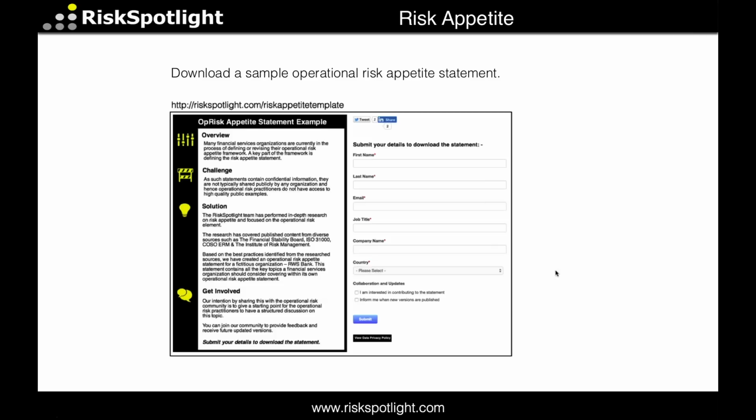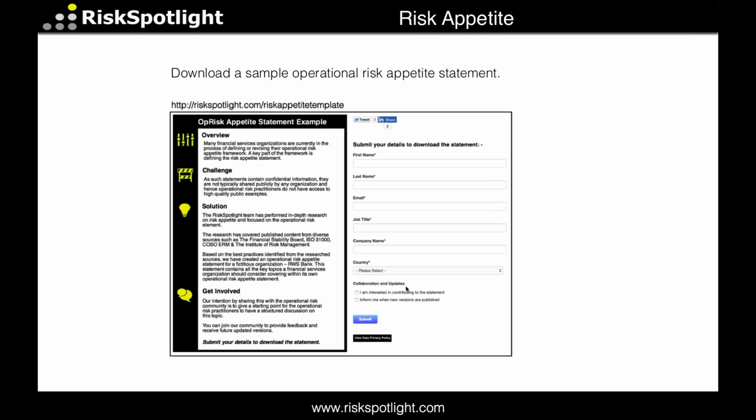Then the next thing you may also want to look at is whether that risk is within our appetite. This is where we have published a sample document, because a lot of organizations are in the process of writing their operational risk appetite statement. But because operational risk appetite statements will contain confidential information, no bank is going to publish that. So you will not get to see an operational risk appetite statement of another bank.